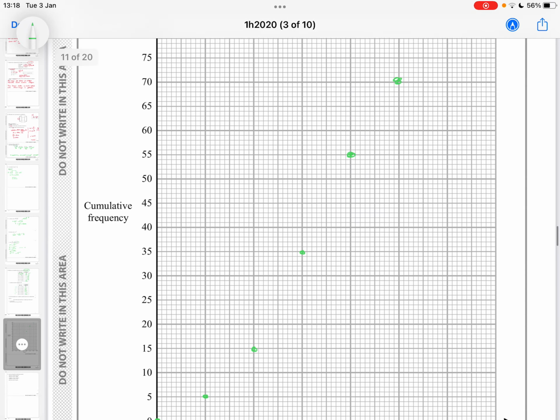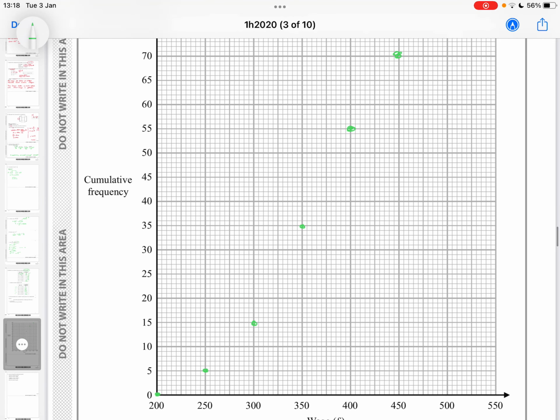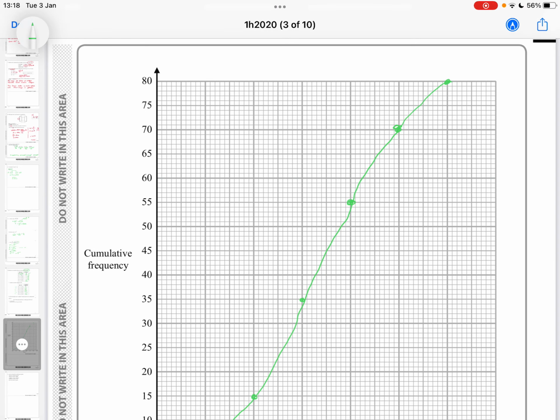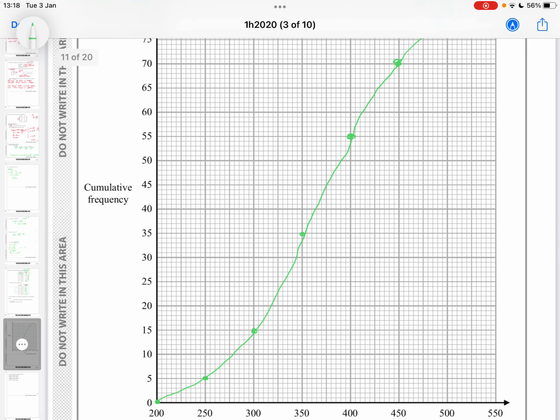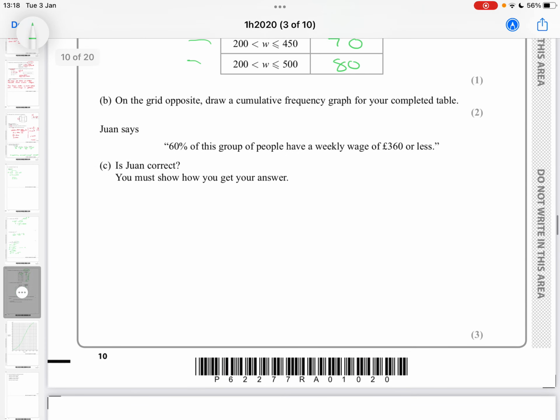And then we're going to join them up. So it's not going to be on the screen slightly, but I'm going to try my best. Like that. It's not a straight line, but that's my cumulative frequency. So that's that one.